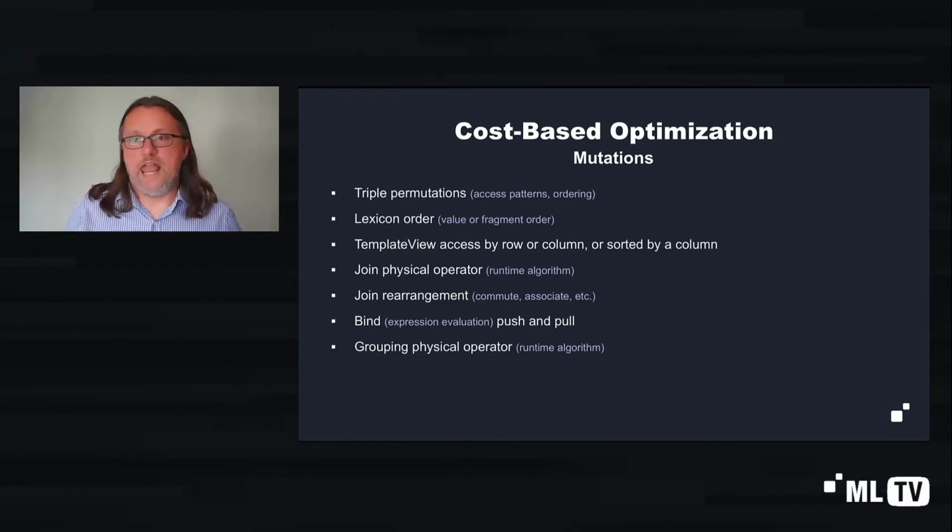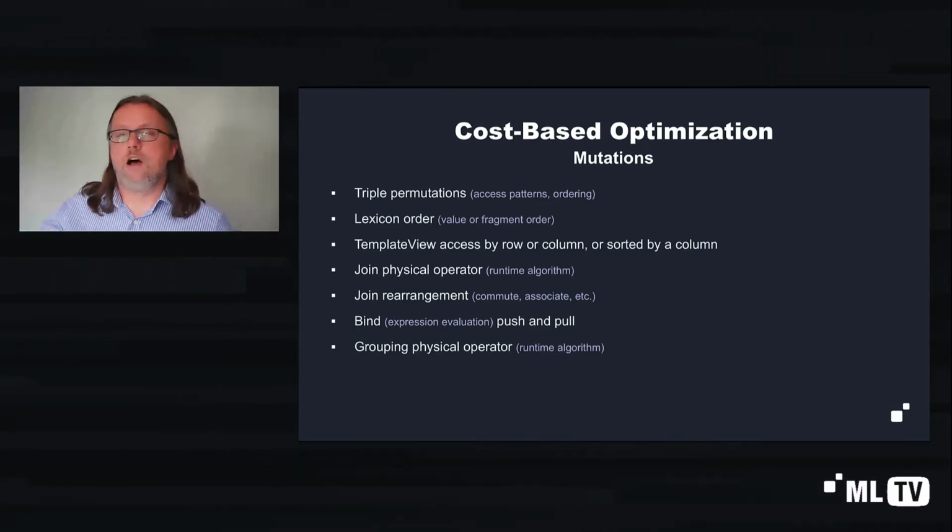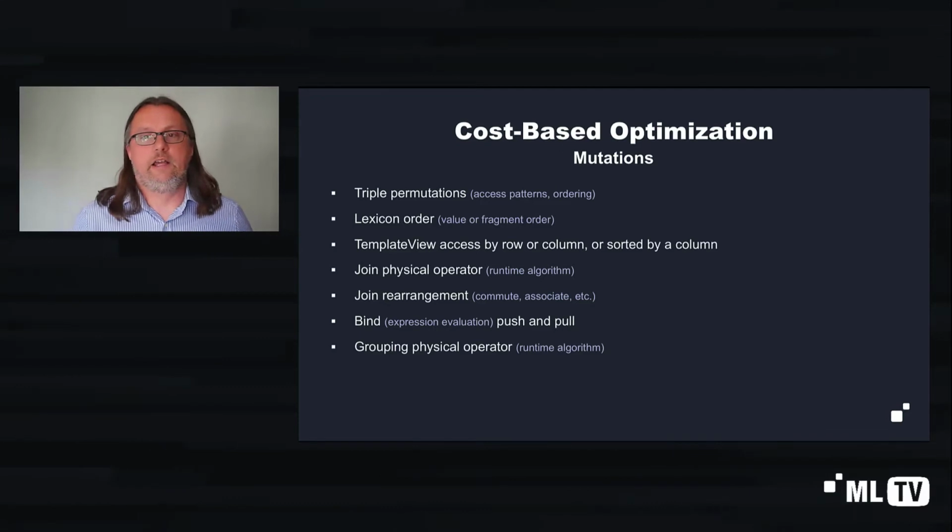Now with lexicon access, we've got a choice of ordering there as well, either value order or fragment ID order. Value order is good for value joins or for value sorts, and fragment ID order is good for joins on the fragment ID.